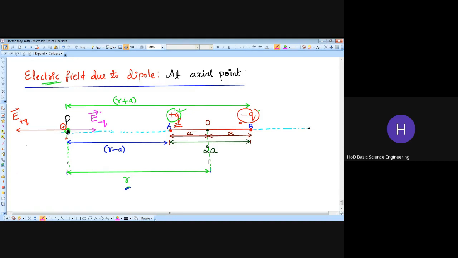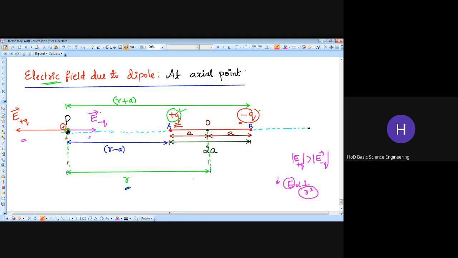Now, if you just look at the magnitude which I have written, the length of the line, so E plus Q is somewhat greater compared to E minus Q, correct? The line magnitude of E plus Q is greater compared to E minus Q. Why? Because, you know, electric field is directly proportional to 1 by r square. Electric field due to a point charge is proportional to 1 by r square. That means as r value increases, electric field value decreases, right?